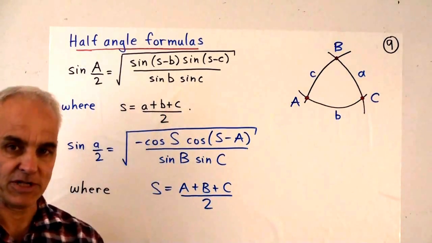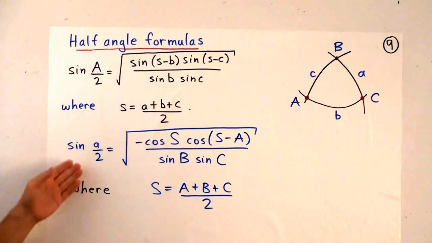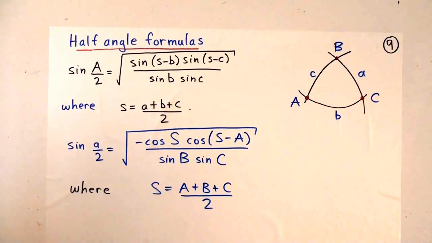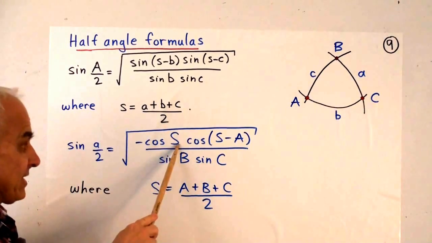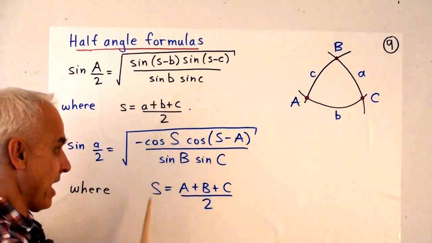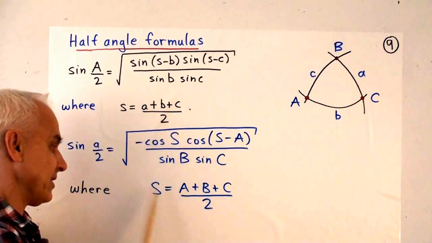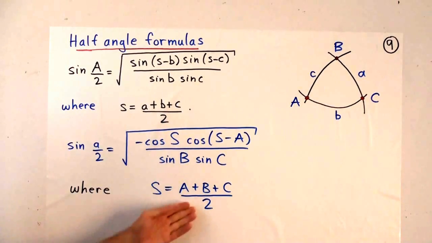It reminds you of a Heron type formula or a Brahmagupta type formula. And then a corresponding one for the small a, sine of little a over 2. Again, a square root of minus cosine of capital S, cosine of capital S minus capital A over sine B, sine C. Where S is now the sum of the capitals A, B, and C divided by 2.